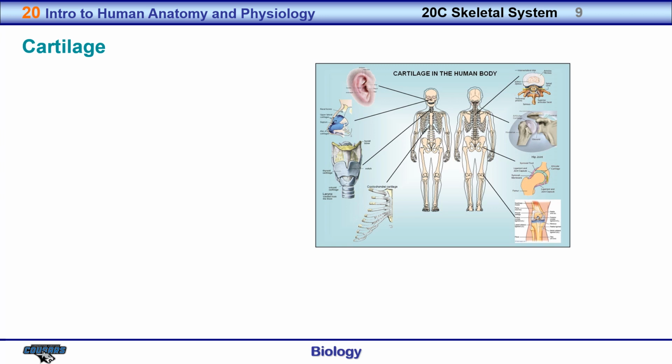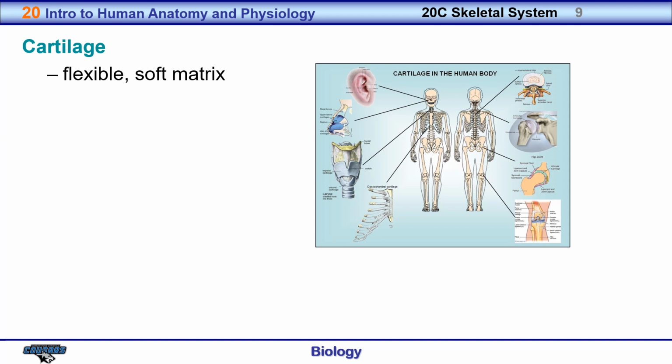The skeletal system of an adult human consists of two main types of connective tissue. We have cartilage and bone. The bone gives rigid support while the cartilage is flexible. So cartilage isn't hard, it can bend, like the cartilage that you have in your nose and your ear, for instance.